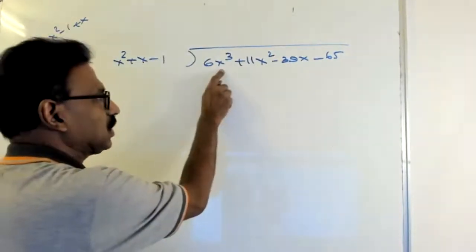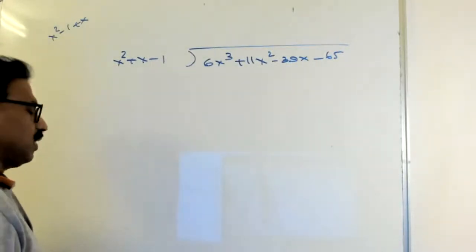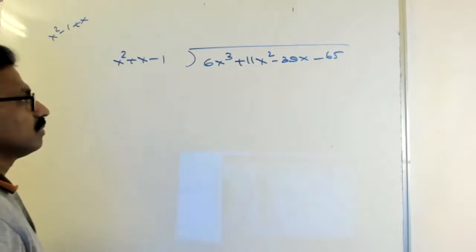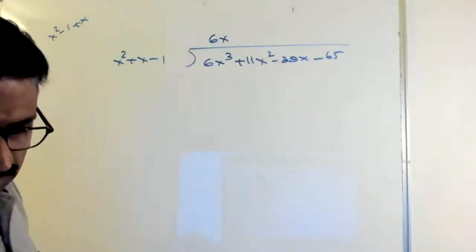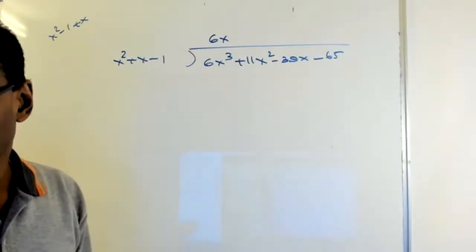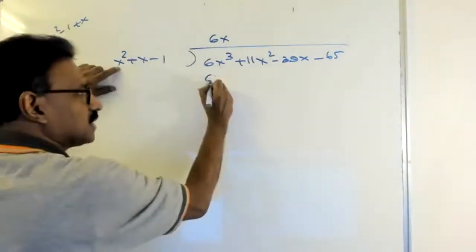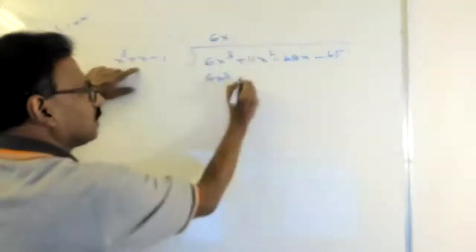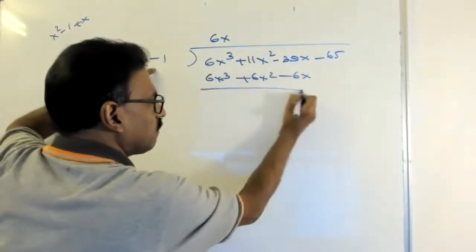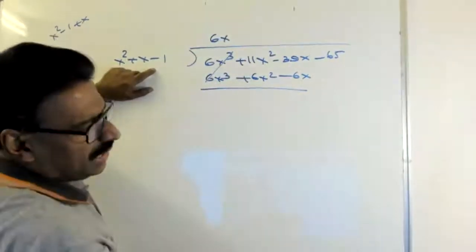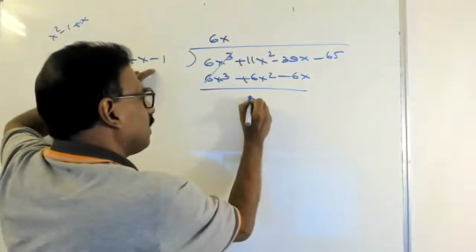Start from 6x cube divided by x square. What is that? 6x. Right, 6x. Any doubt? No, sir. Now you have to multiply this into this one. 6x into x plus 6x square, 6x into minus 1 minus 6x. This cancels, nothing to change. Just normal subtraction: 11 minus 6, how much? 5x square.